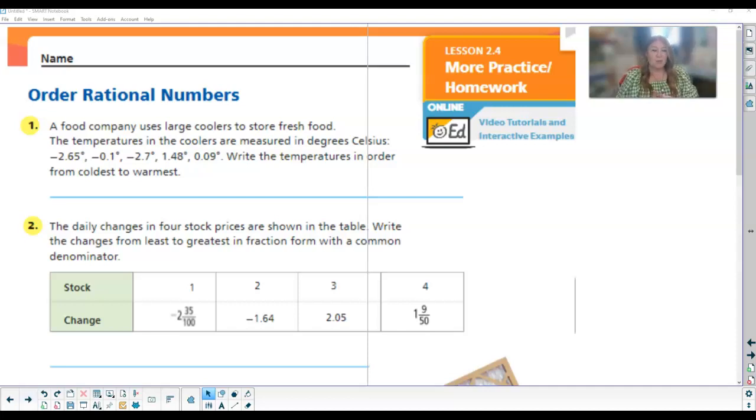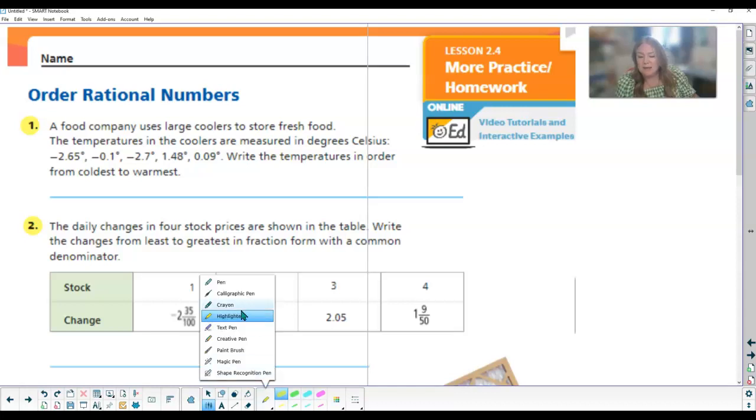If you need any help with this 2.4 practice, then go ahead and follow along with this video. If you know how to do these, please just go and do them. But if you get stuck on one, you can come and scroll to the place where you need help. So we're going to start at problem number 1.